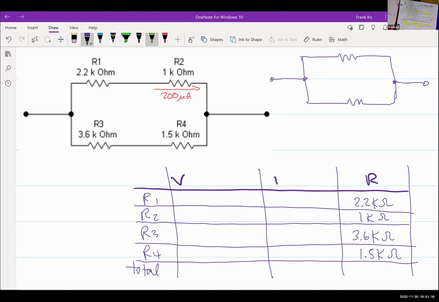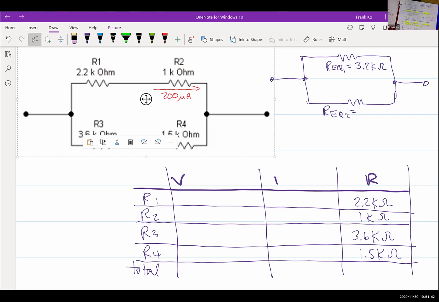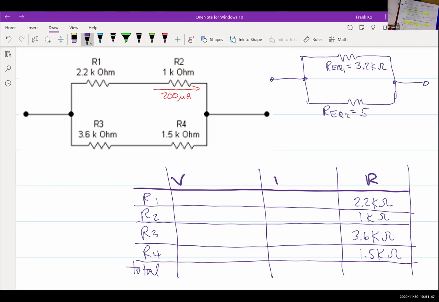So I could label my REQ1 as being the sum of 2.2 plus 1K, which is 3.2 kilo ohms, is that right? 3.2 kilo ohms. And then my REQ number two is equal to the sum of 1.5 and 3.6 kilo ohms, so that should give me 5.1 kilo ohms, is that right? 5.1 kilo ohms.